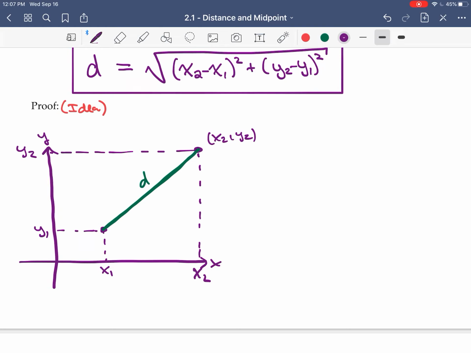So what we're going to do is make a little triangle. Notice this is a right triangle. The length of this side is going to be x2 minus x1, and the length of this side is y2 minus y1. Then all we need to know is the Pythagoras theorem.